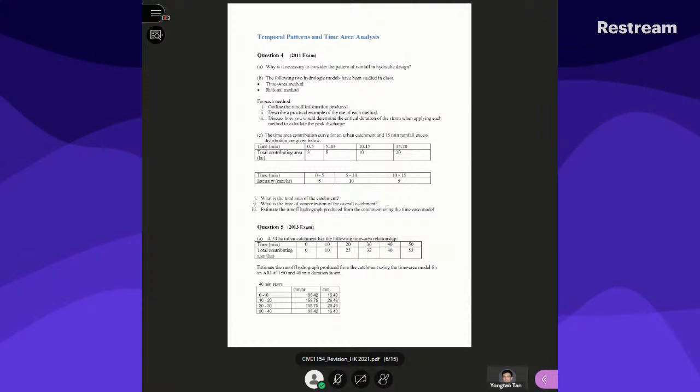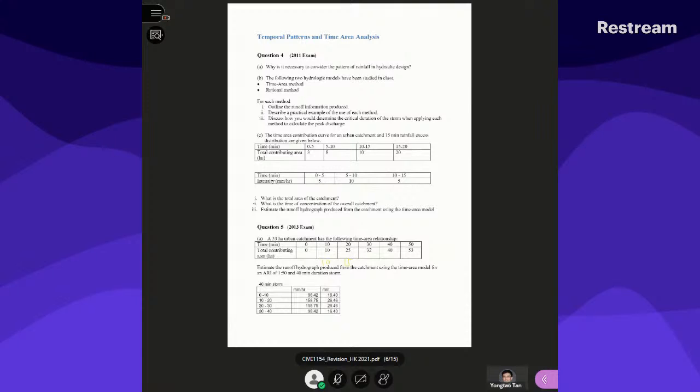A 53 hectares urban catchment has the following time area relationship, with time from 0 to 50 minutes. You can see the total contributing area, so be careful, it is the total contributing area. You need to know the contributing area for each time interval. For example, from 0 to 10 minutes the contributing area is 10. From 10 to 20, the contributing area is 15.